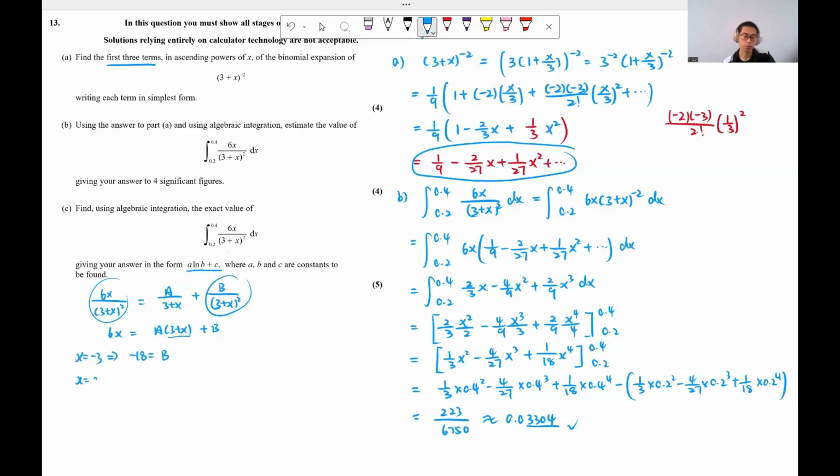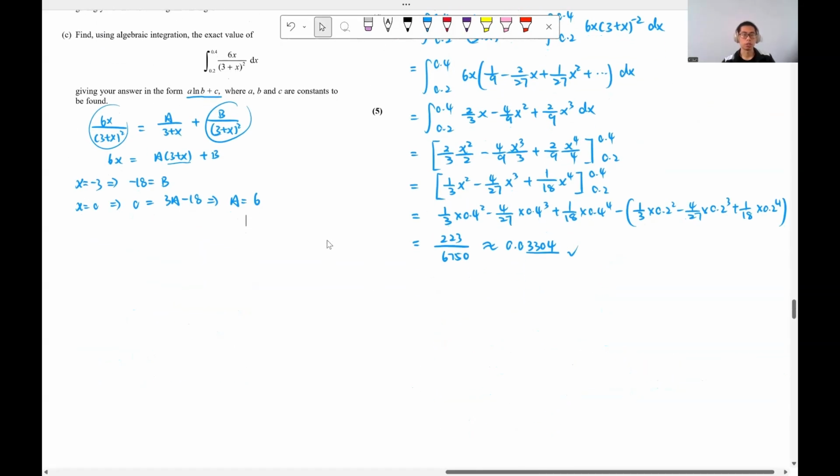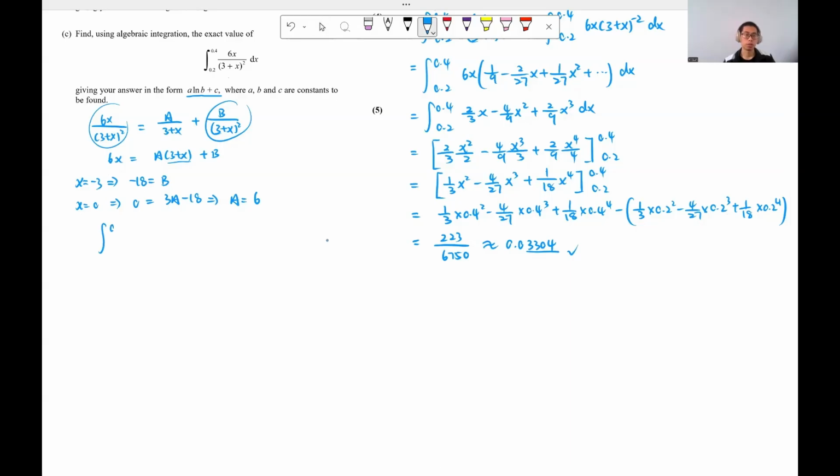And then if we let x equal to 0, then 0 equals 3A plus B, and B is negative 18, so 3A minus 18. So that means A is just equal to 6. So now we know the integral will change to the integral from 0.2 to 0.4 of, A is 6, so 6 over 3 plus x, and B is negative 18, so minus 18 over (3 plus x) squared dx.